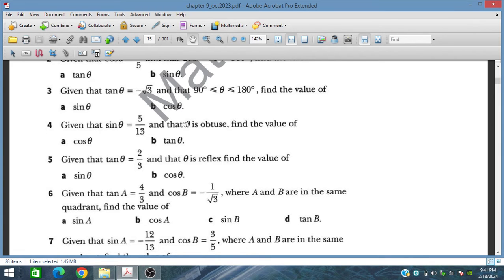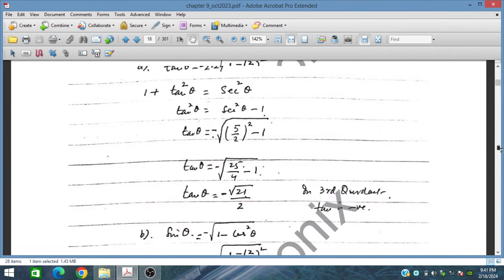We know that theta is obtuse, so it lies in the second quadrant, and in the second quadrant cos theta is always negative and tangent is also negative while sine is positive. So let's solve this question number 4.